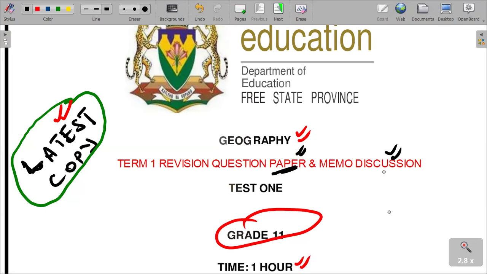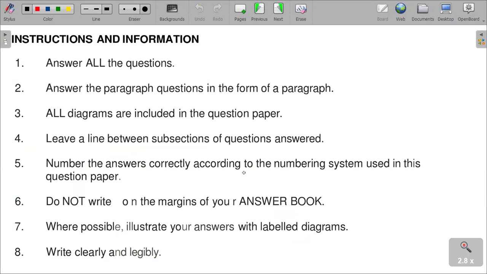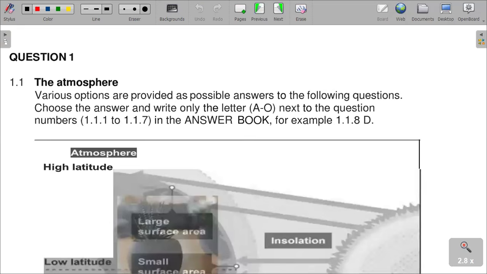This paper is typical of the paper that we are going to write at the end of this term, and it is the latest one. This is last year's paper. So let's do it together right now without wasting any time. We just go through it. For grade 11, you always know that when going to an exam, you always check the instructions. I'm not going to read them through with you, but you must read instructions anytime you go to an exam.